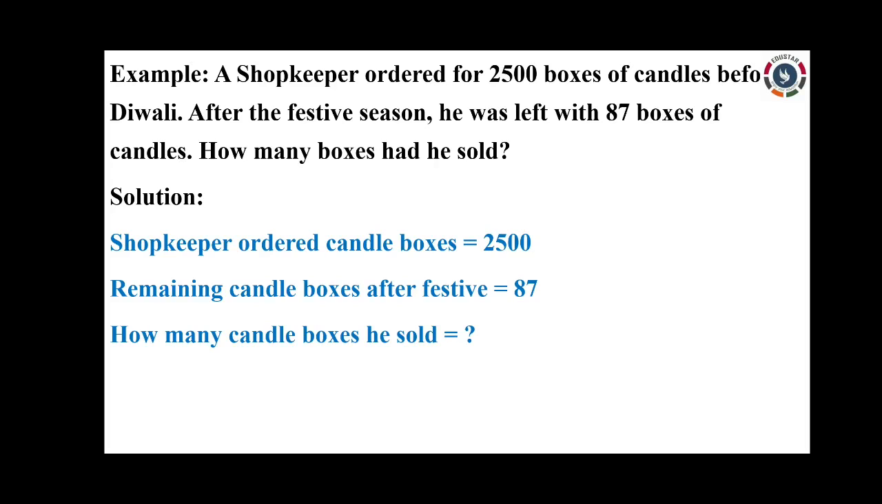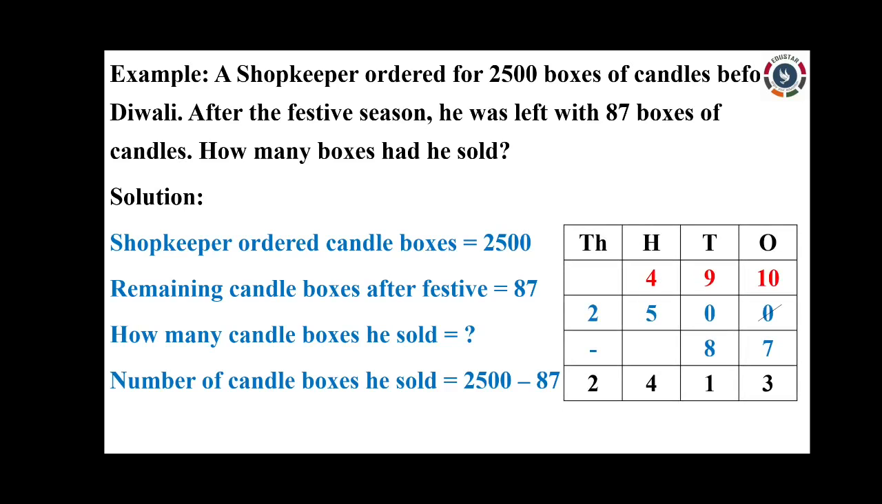Now you think, what operation do we have to do in this question? Yes, subtraction. Number of candle boxes he sold is equal to 2500 minus 87, which is equal to 2413. So the answer is he sold 2413 candle boxes.